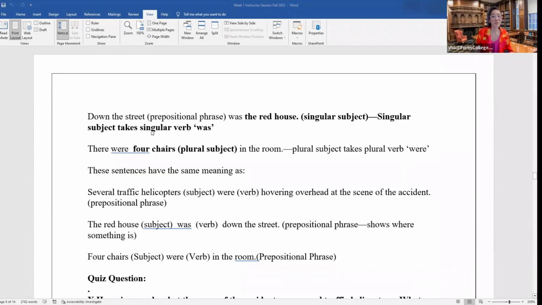So hovering overhead at the scene of the accident were several traffic, okay, I did this already. Okay, down the street was the red house. So these are more examples. Okay, and then when you have there were, then there is not the subject. There were 4 chairs in the room.